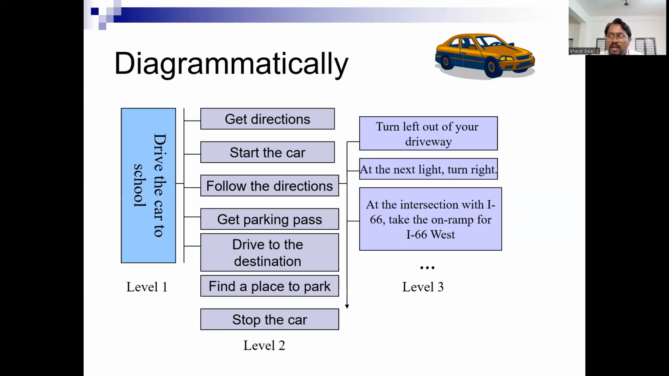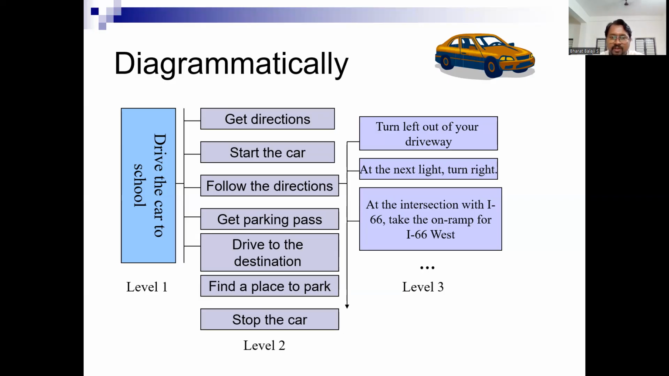Okay, so diagrammatically, I'm going to show you here. We are going to drive from home to school. So in level one of abstraction, we are going to give a single statement, that is, drive the car to school, whatever the situation, whether it is a right turn, left turn, U-turn, or any traffic signals. So nothing to worry about that. Level one will give: drive the car to school.